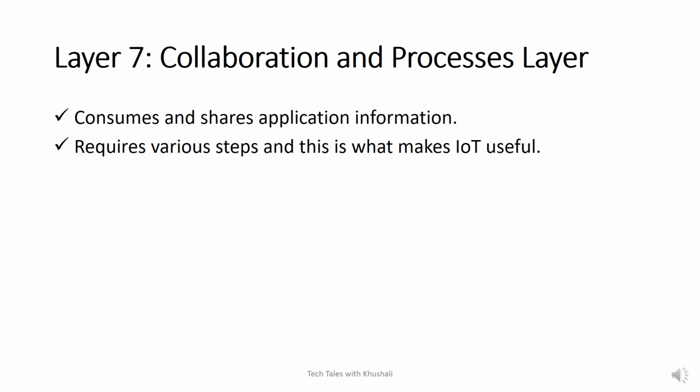Now the last layer is the collaboration and processes layer. This layer consumes and shares application information. Collaborating and communicating IoT information often requires various steps, and this is what makes IoT useful. This layer can change business processes and delivers the benefits of IoT.